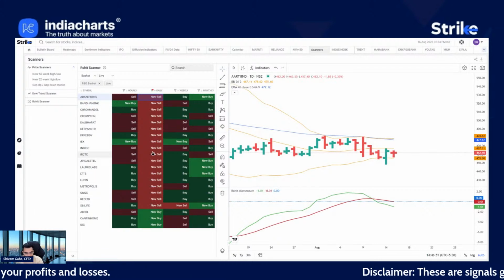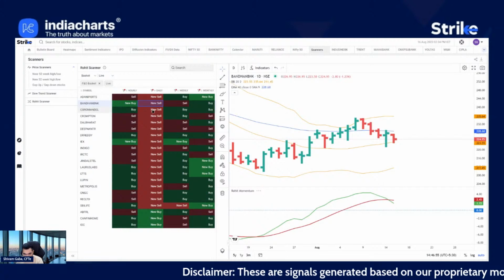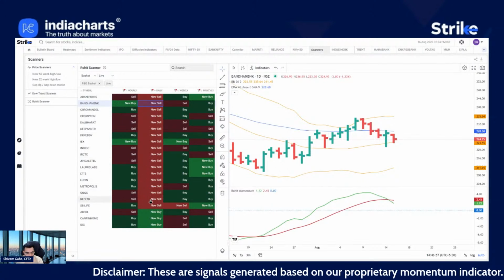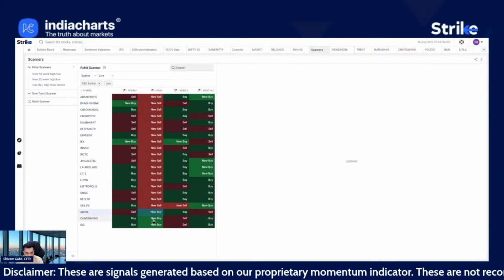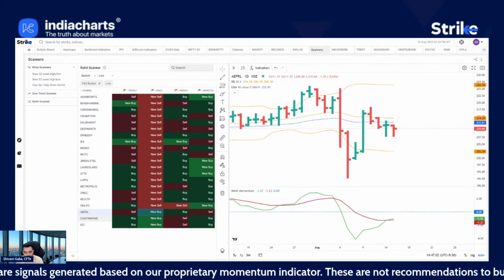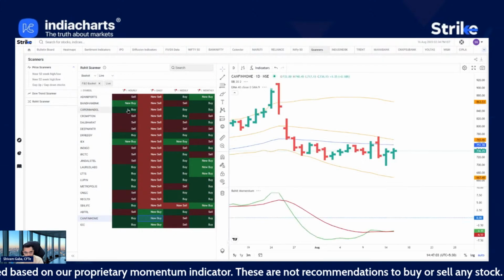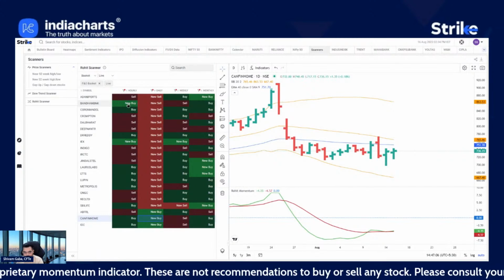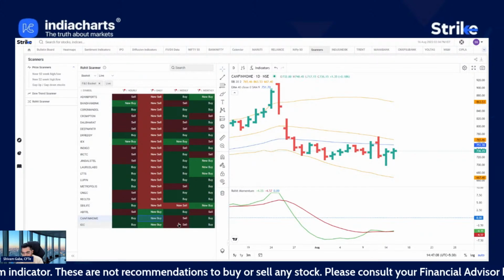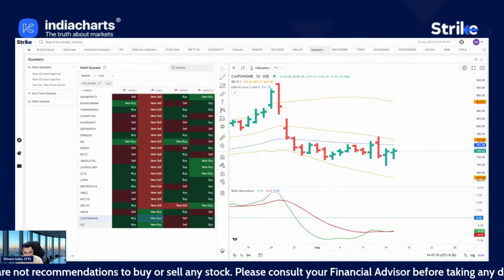You need to further analyze each setup, whether or not it fits your trade setup. But yeah, these are the signals that we are seeing in today's session based on the daily time frame. So if you are a short-term trader, you can also look at the hourly signals as well. Hourly is an even smaller time frame to get even better entries and exits.